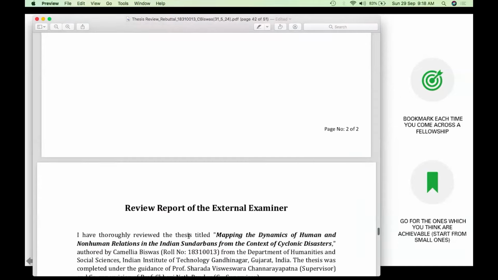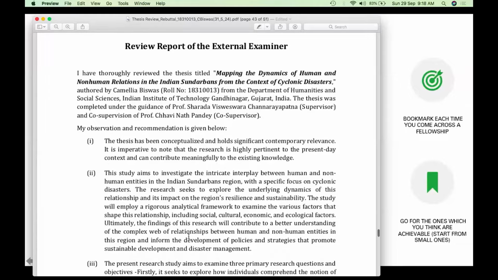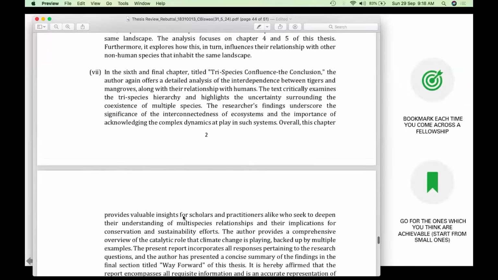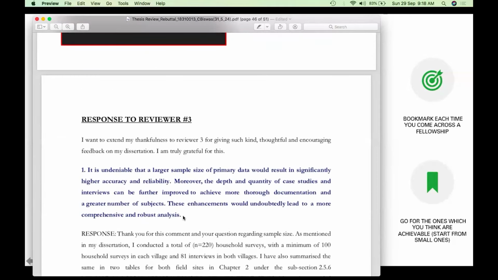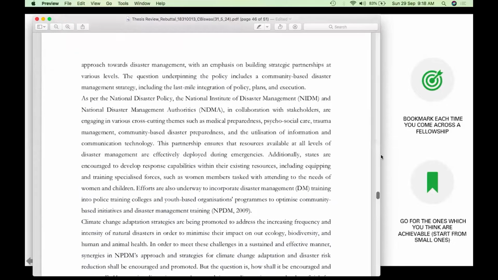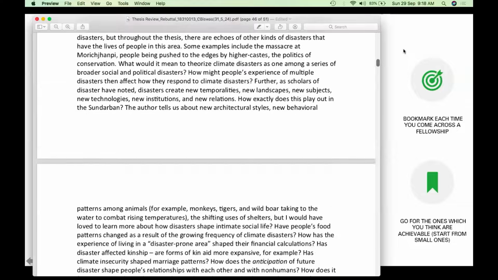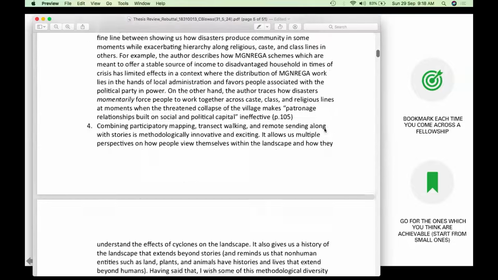give. And sometimes they also give an elaborate review of your thesis, so they do add some attachment to it. So this is a whole attachment of what he felt about my thesis. And then this is how I responded to reviewer 3. I wanted to extend my thankfulness, and then I responded to the comments. And just giving an example of the one where I got a lot of comments. So this is a lot of comments that I got.